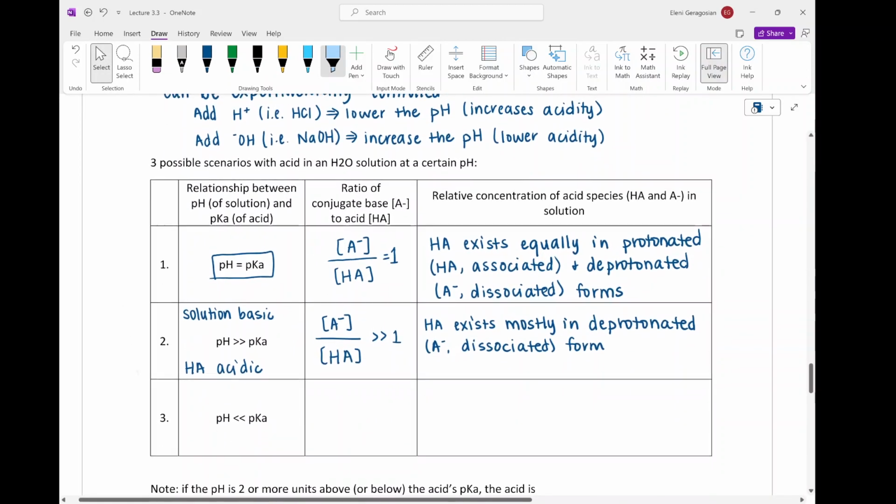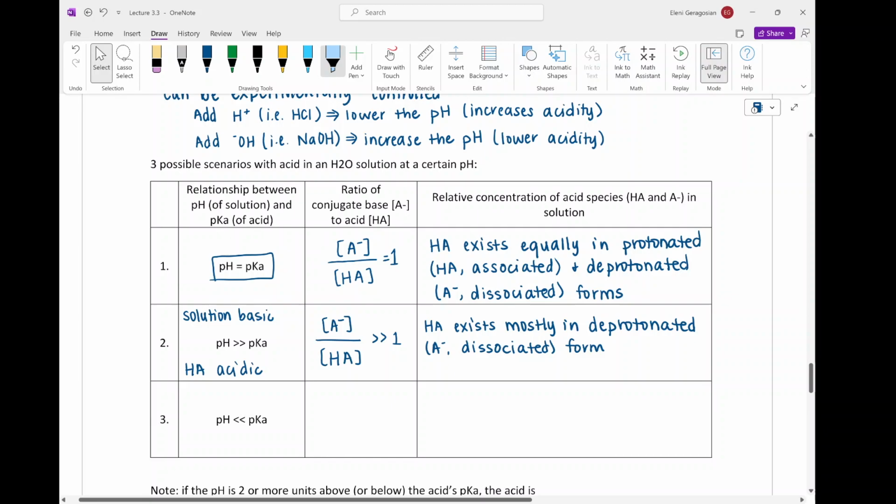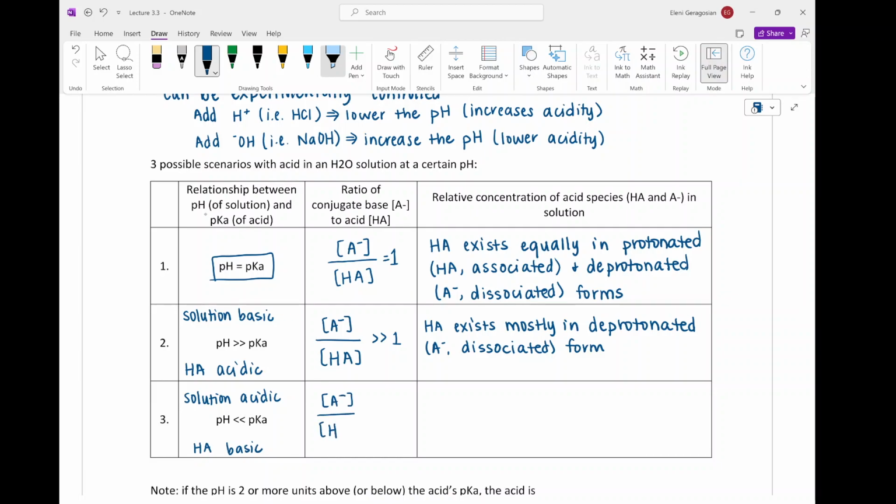Then we have one other possible scenario where the pH is less than the pKa. So this means the solution is more acidic and the acid molecule that's added is more basic. So if the acid molecule that's added is more basic than the solution, the pKa is greater than the pH of the solution, the solution is going to act as the acid, and there will be more HA present than A minus. So the ratio of A minus to HA will be less than 1.